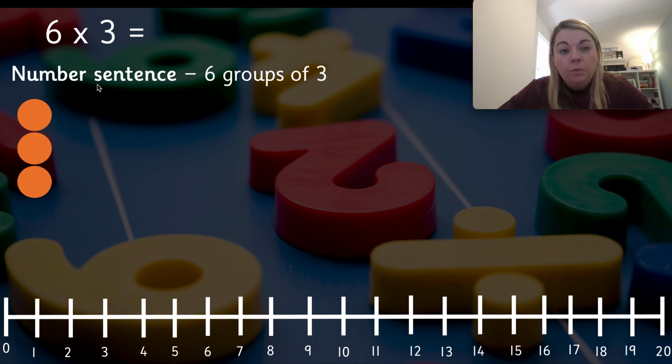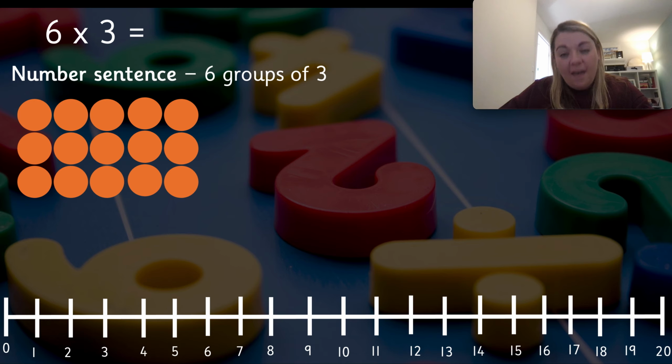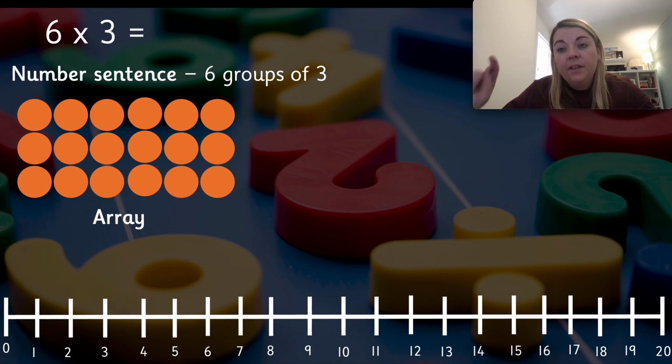One strategy I can use to work it out is to use an array, and I'm going to show you an array here using these orange dots. So an array is a visual representation, so something you can see that helps you to work it out. So you'll see this is one group of 3, 2 groups of 3, 3 groups of 3, 4 groups of 3, 5 groups of 3, 6 groups of 3. So it's called an array. Now you could do little dots for this. You could build it using beads, using Lego to help you. It's up to you. That's just one way of working out.